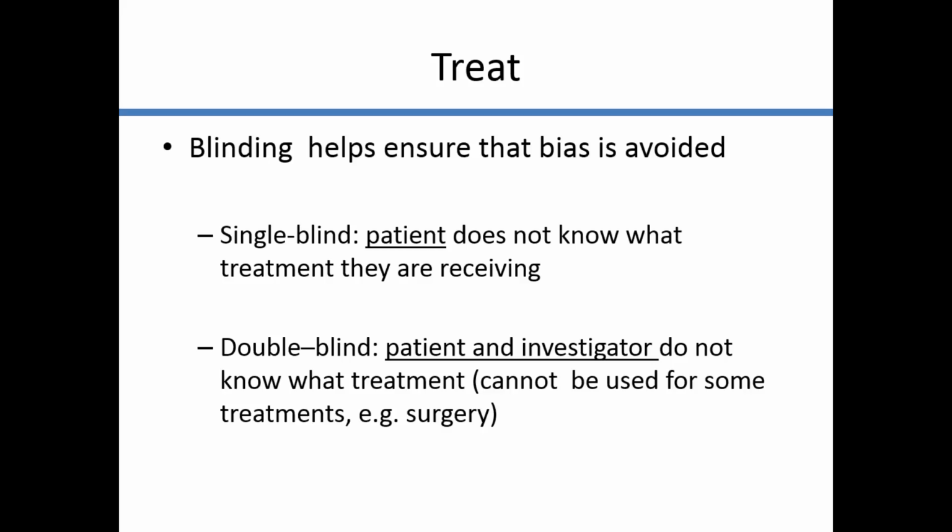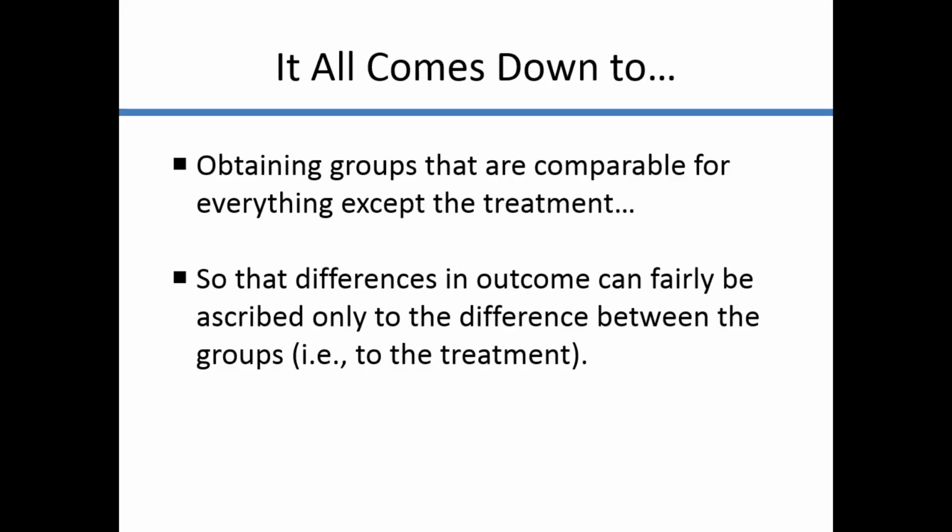Single blind, patient does not know. Double blind, patient and investigator. And double blind is really the standard. It all comes down to obtaining groups that are comparable for everything except the treatment, so that differences in outcome can fairly be ascribed only to the difference between the groups. In other words, to the treatment.